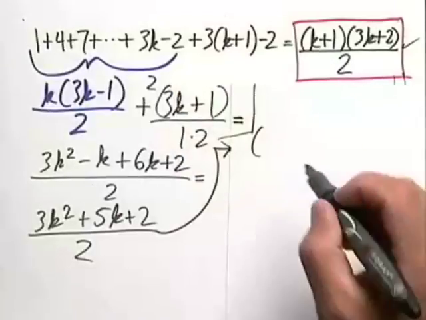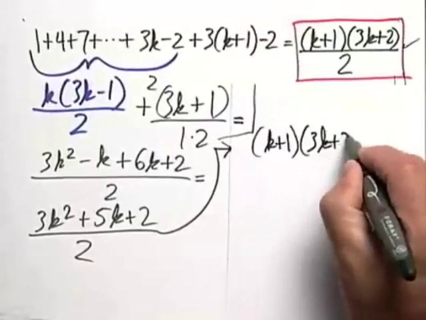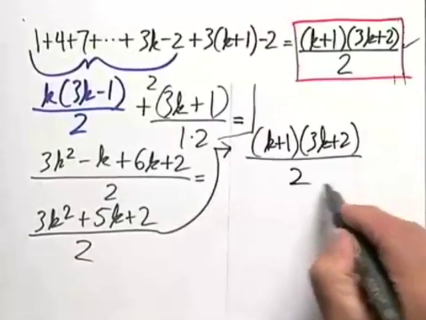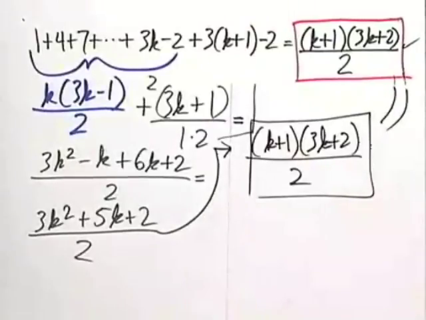Now we need to factor the numerator. From this, we'll get k plus 1 times the quantity 3k plus 2, all over 2, and now we've done it. We have shown that the left-hand side is equal to our goal, and now we can say this is true by mathematical induction.